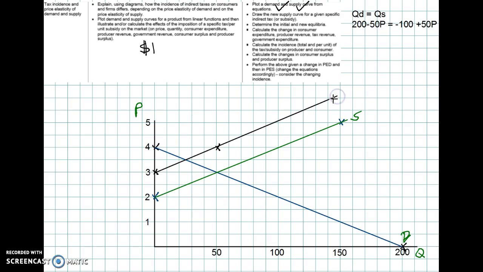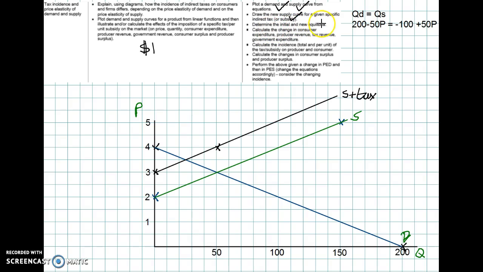Okay, that's just about parallel. Then we label that S plus tax. There we go. So we've done that now. We've done the top two.